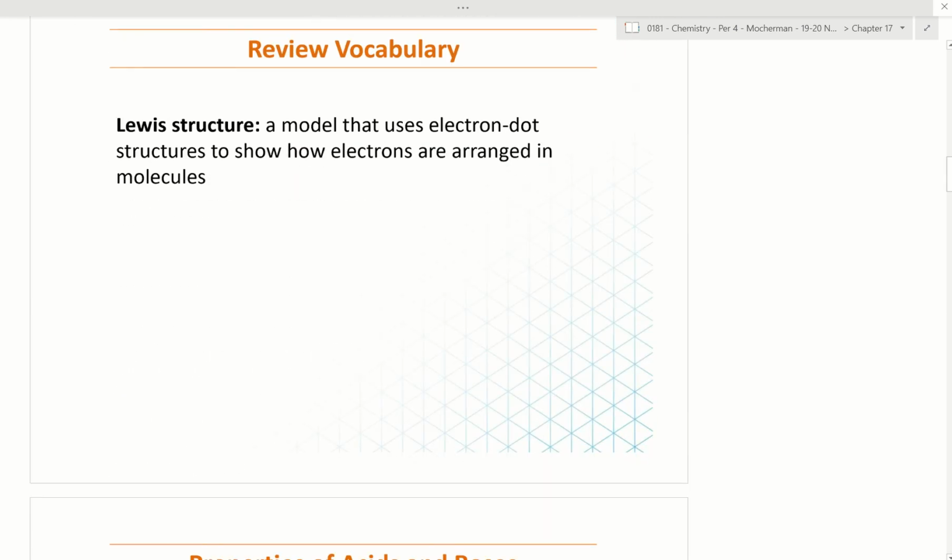Remember that a Lewis structure is a dot diagram showing the number of valence electrons around an atom. You can have a Lewis structure of a molecule, like you could have a Lewis structure of water, which would be an oxygen, and we usually do it in this kind of formation to show its bent structure, but that's a Lewis structure. So just kind of remember that, because that'll show up here in a little bit.